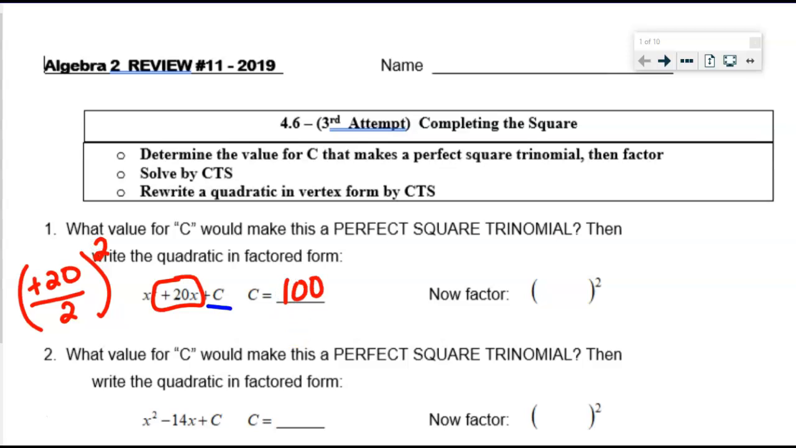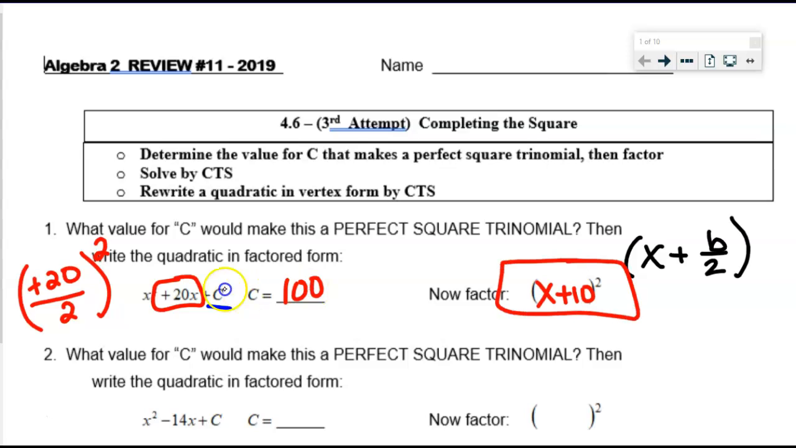Now, if you go to write it in factored form, the pattern for the factor is, usually it's an x, but whatever the first variable is, and then plus half of your b term, so b cut in half. So our b was a positive 20, so cut that in half, and you're going to get an x plus 10 quantity squared. So make sure you watch your signs on that problem. If your b term is negative, that means your factor should be negative.